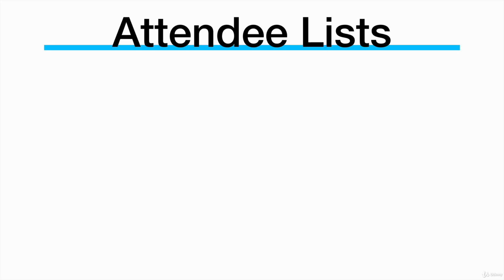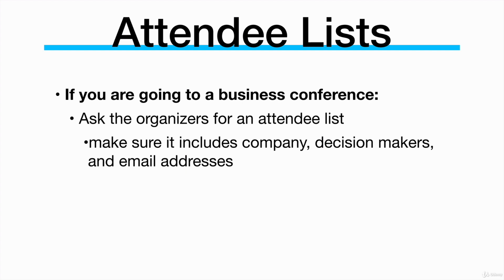So, attendee list. Let's go ahead and talk about that one first. If you are going to a business conference, one of the best things that you can do is ask the organizers for an attendee list. An attendee list is basically a list of all of the people who are signed up to go to an event. Whether your event is for small, medium businesses or for enterprise companies, it works for both.